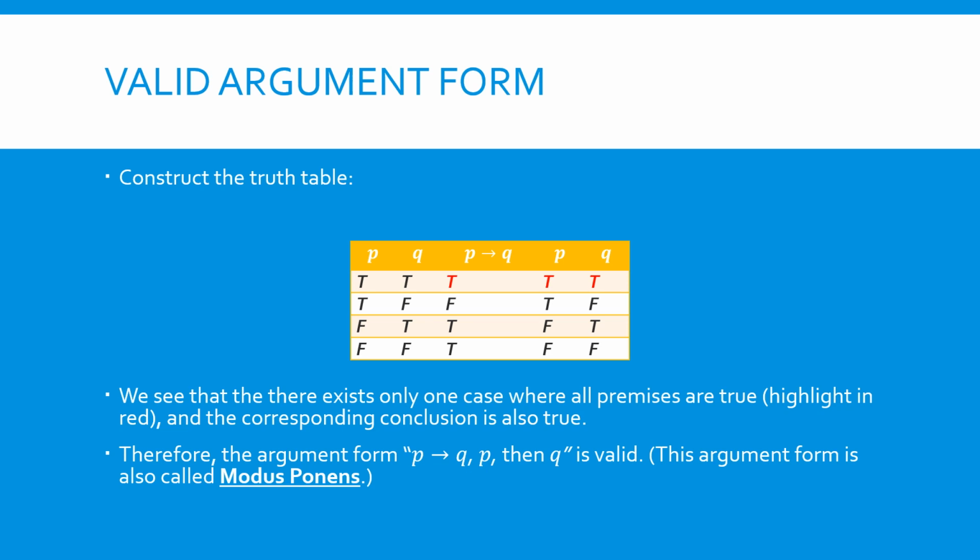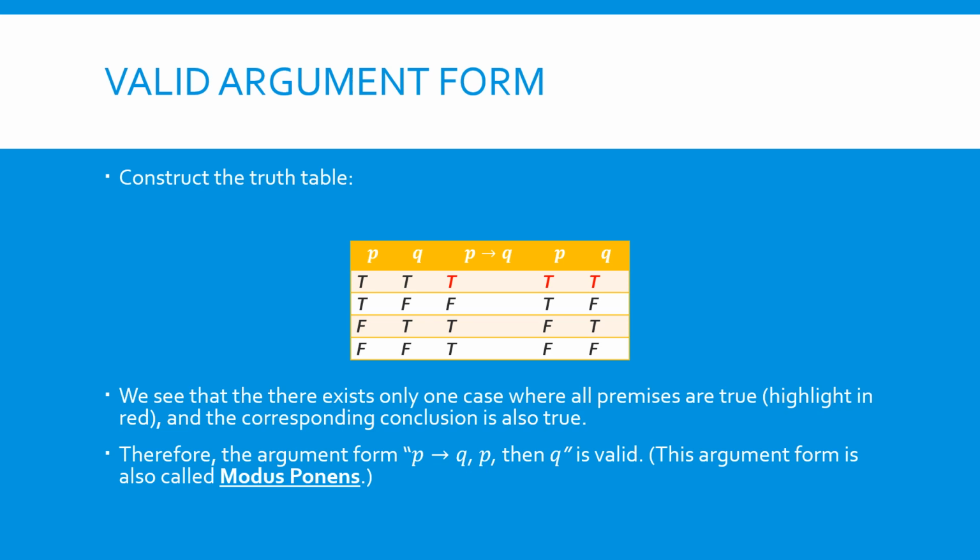Next, we will construct a truth table. We see that the elementary statements contained in this argument form are P and Q. Therefore, we will need 4 rows to enumerate all their truth value combinations. We also add columns that correspond to the premises and conclusion. Once we have finished filling up the truth table, we will check each row. We see that 2 premises, P implies Q and P, are both true for only the first row. Then, we check the truth value of the conclusion Q in the first row. We see that it's true.